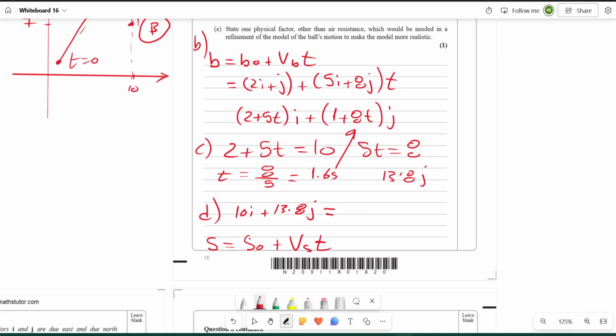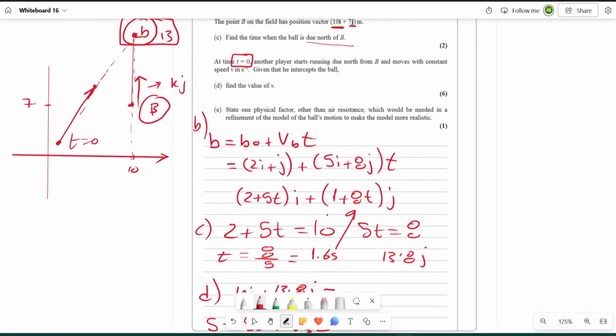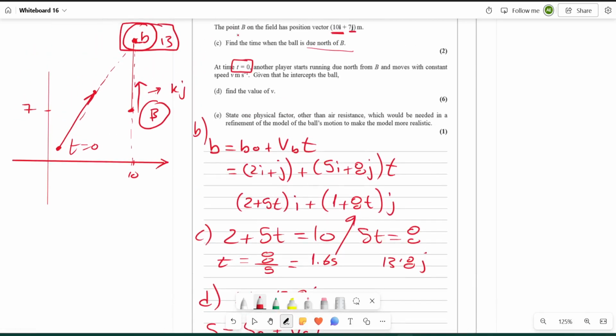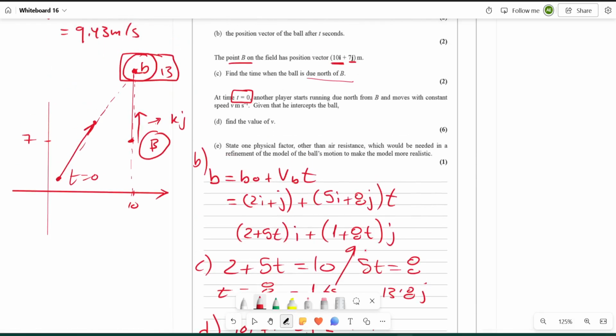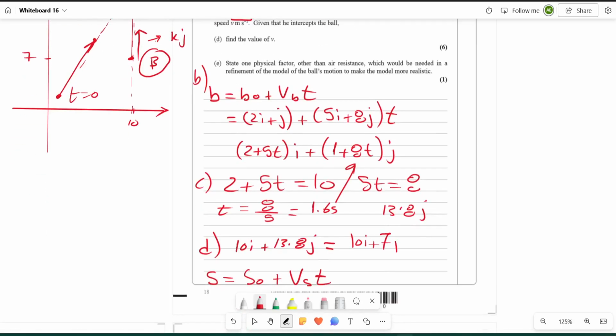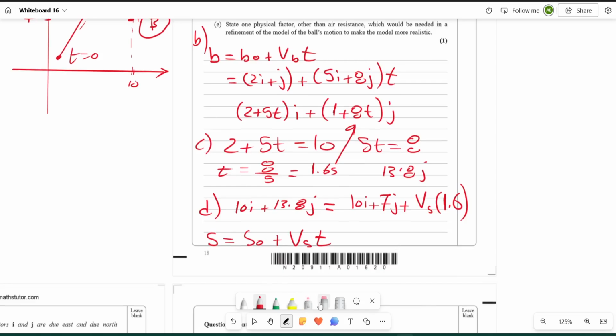This is going to equal the initial position vector of the guy, which, since he started from point B, is going to equal 10i plus 7j, plus the velocity of the boy times the time, which is 1.6. And from here, I can find the velocity of the guy.